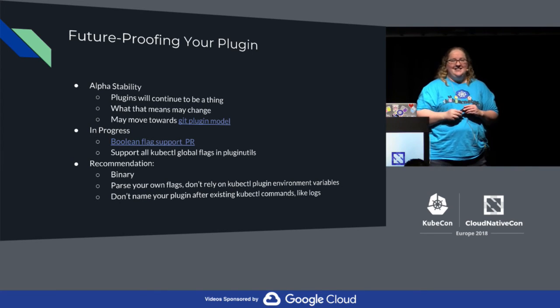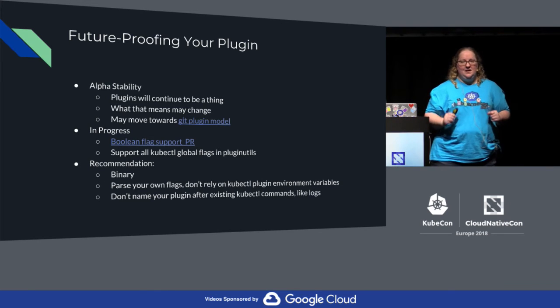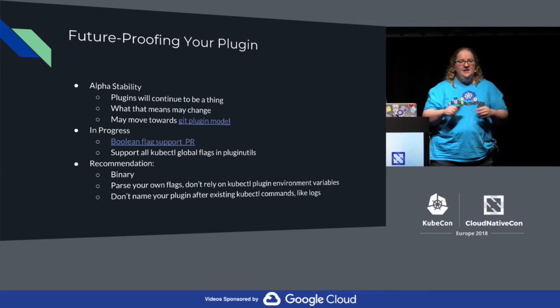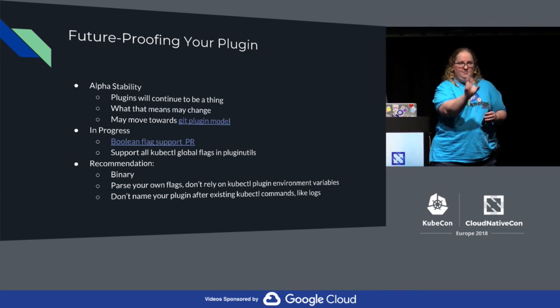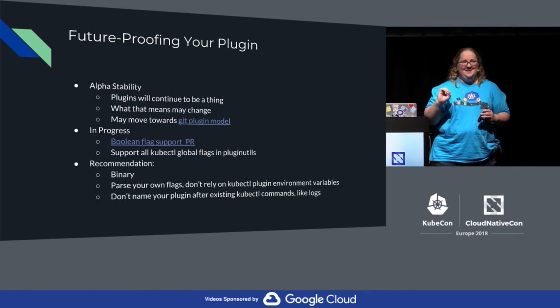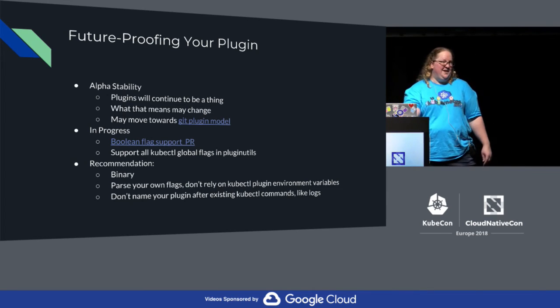And then otherwise, don't name your plugin after a command that's already a kubectl verb. Because eventually, right now you run it, you say kubectl plugin svcat, but eventually that plugin subcommand that we're using during alpha will go away, and if you collide with an existing verb, guess who's going to win? It won't be you. So don't make a plugin called logs.